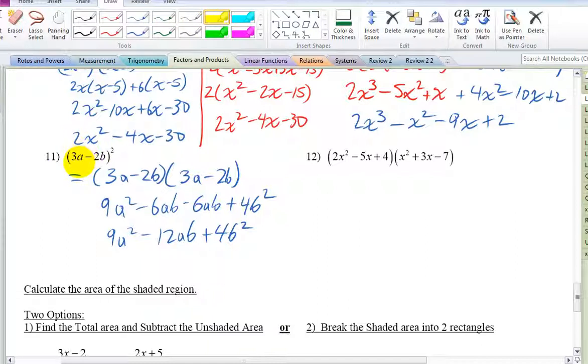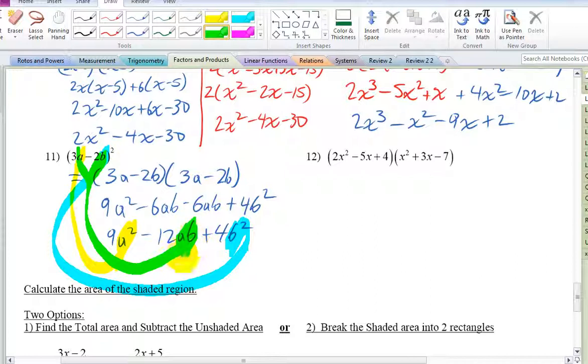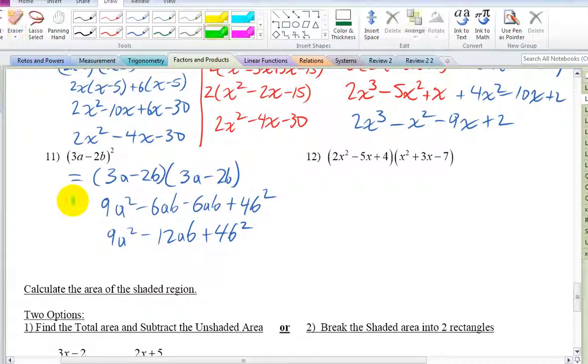Notice again, at the front we have an a, and so over here we have an a squared. At the back we have a b, so at the back we should have a b squared. And ab combines to give us an ab middle. So it's important to know where those letters are coming from to help you check your work, and work backwards.